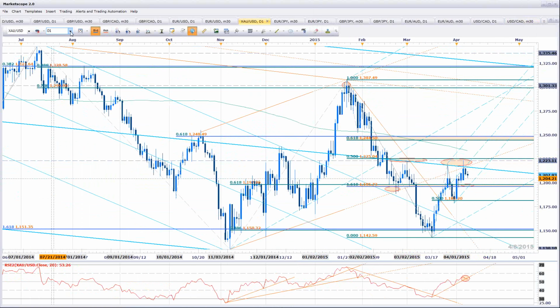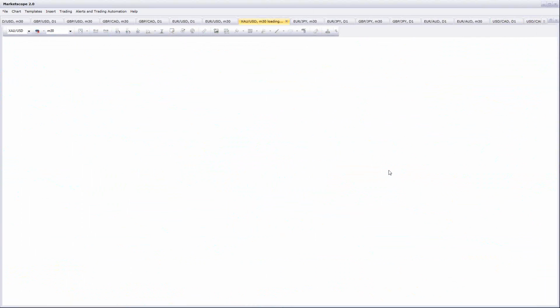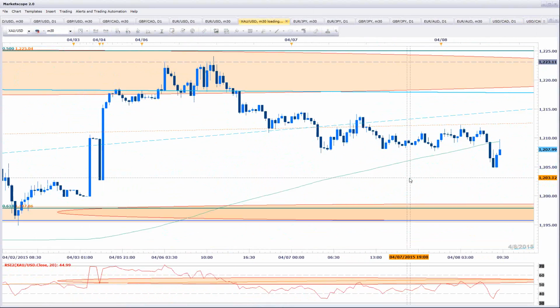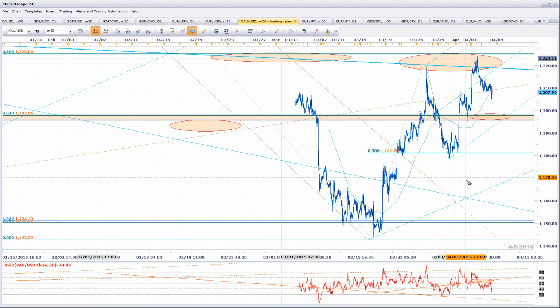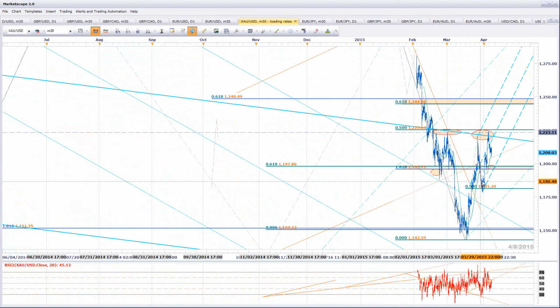So here's the gold daily. I can easily just push this into a 30-minute chart, give it some structure. All the key levels are mapped out from the daily. Just zoom it in, zoom it out so I can snap all these levels.